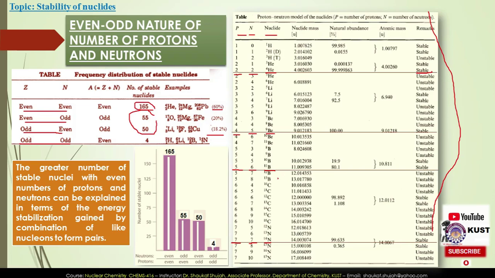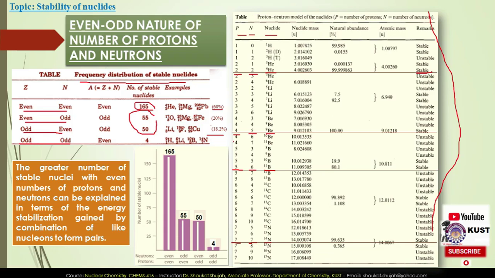The greater number of stable isotopes with even number of protons and neutrons can be explained in terms of energy stabilization to form pairs. From the frequency distribution of stable nuclides, it appears that proton pairs up with proton and neutron pairs up with neutron, and proton does not pair up with neutrons. If a nucleus has an even number of protons, it will exist in the form of pairs. However, in case of odd number of protons, this type of pairing is not possible. The same is true for neutrons.